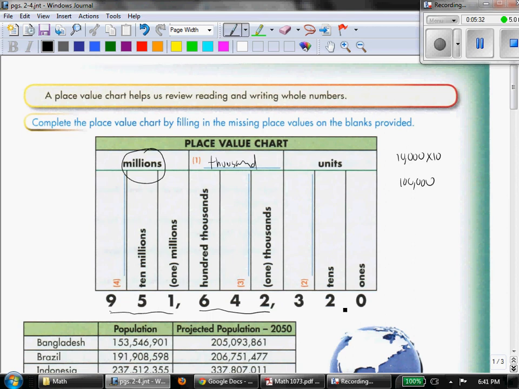951,642,320. And that's how you read the number. You just read the hundred and then the heading. The hundred place and then the heading. And that's how you can read any big, huge number just by knowing the heading and the place value. That's it. You can read any number.